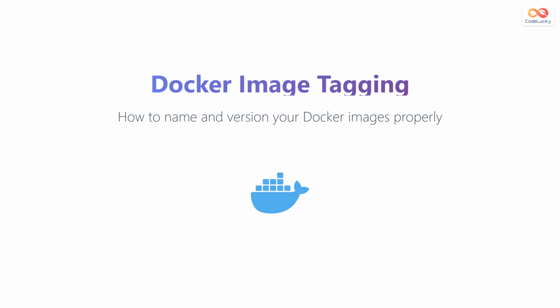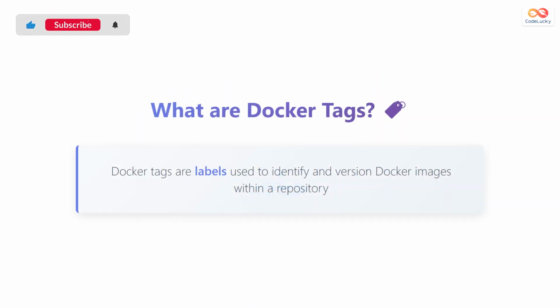Let's learn about Docker image tagging and how to name and version your Docker images properly. This is important for managing and deploying your applications effectively. Docker tags are labels used to identify and version Docker images within a repository. Think of them as names that you give to different versions of your application, helping you keep track of changes and manage releases.